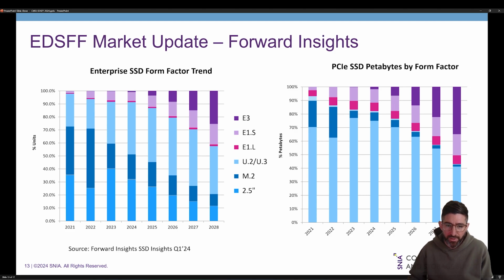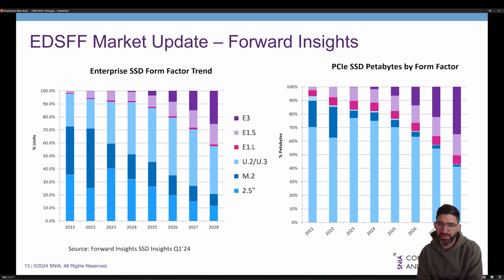You can see here, this is percent units on the left and percent petabytes on the right. It's really useful to look at both, because sometimes with something like an E1.L, where the average capacity drive is much larger, the petabytes will show the adoption much better. As we approach 2024, 2025, by units we're already at about 15% going into next year.